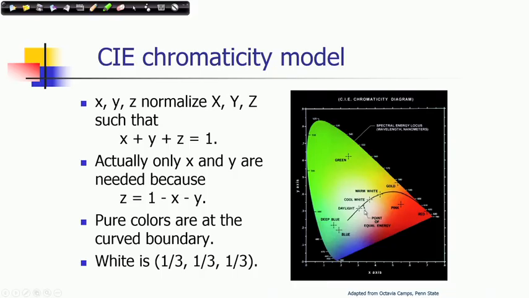The white point means you have all the components with equal magnitude, and this point can be represented by 1/3, 1/3, 1/3 in the three-dimensional form, but in the two-dimensional form it is simply 1/3, 1/3.